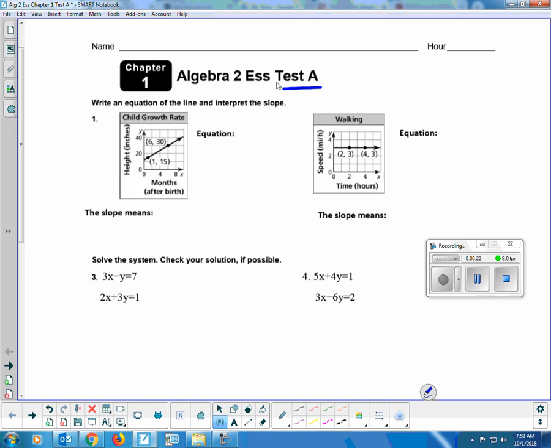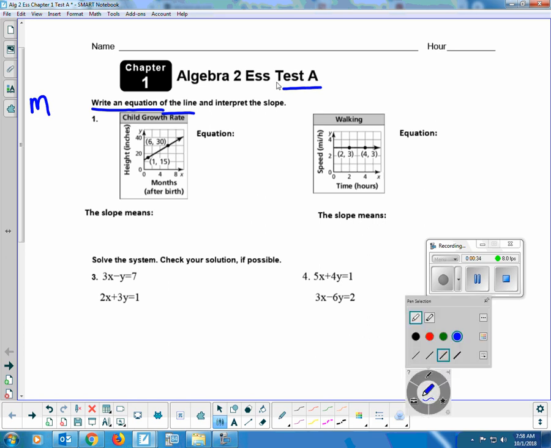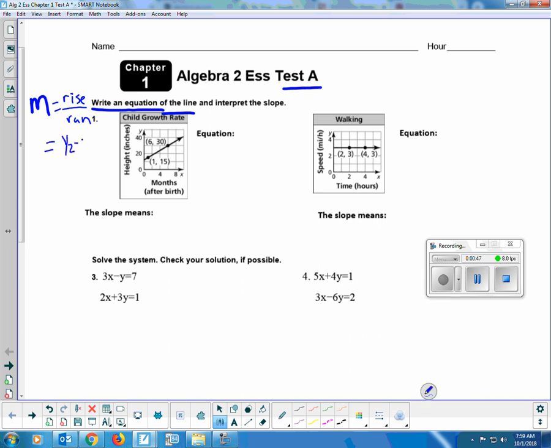So for number 1 and 2, where it says write an equation of a line, you have three things that you need to know to be able to write an equation of a line. There's the slope, which if you remember, it's the rise over the run. Or some of you will remember that you subtract the y's over the x's.